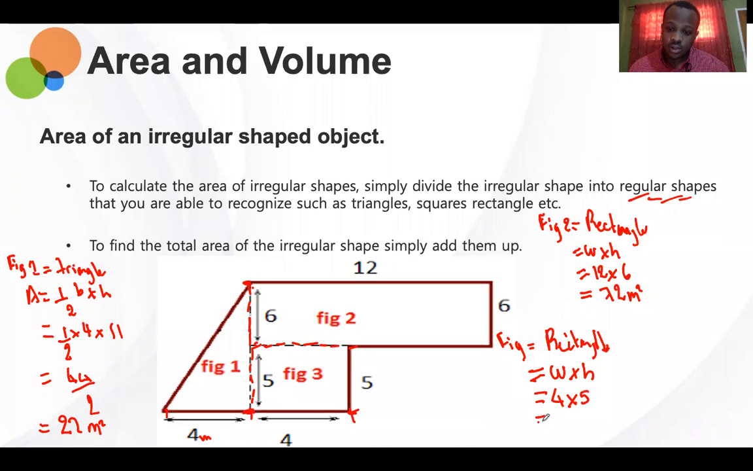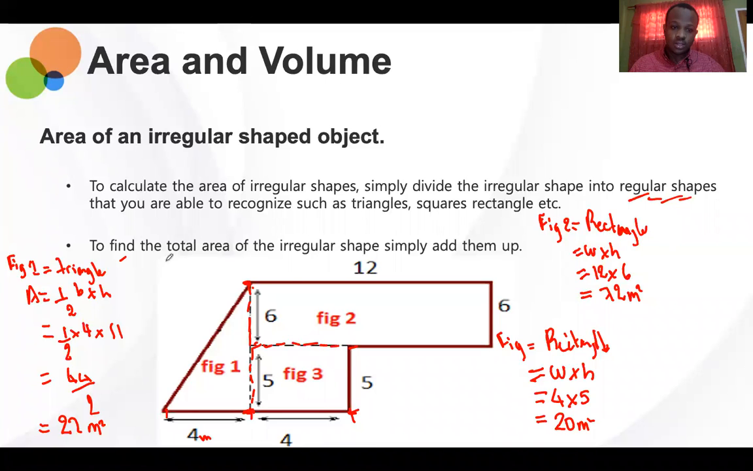So our area would be 20, right? 20 what? 20 meters squared. All right. Now, how do we find the area for each of these? Figure 1, figure 2, and figure 3. How do we find the total area now? We add all of them.